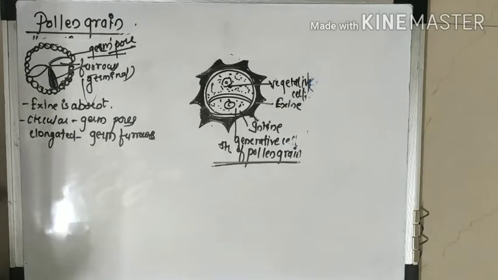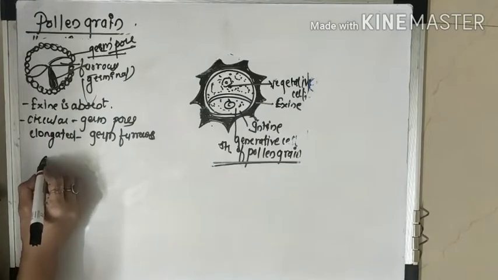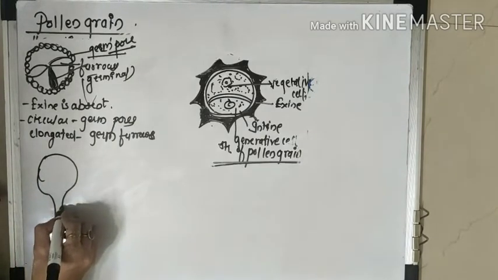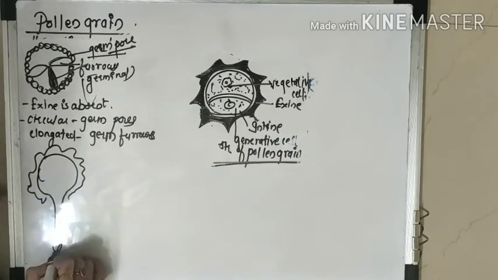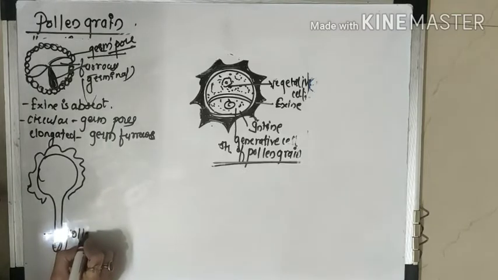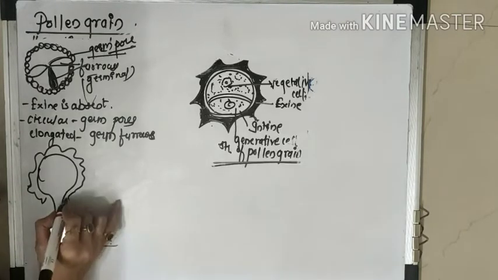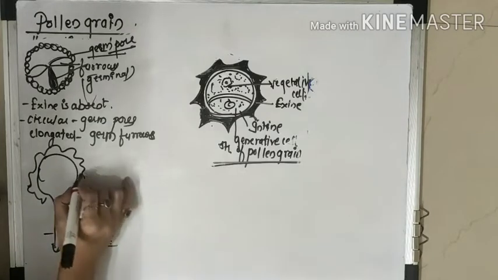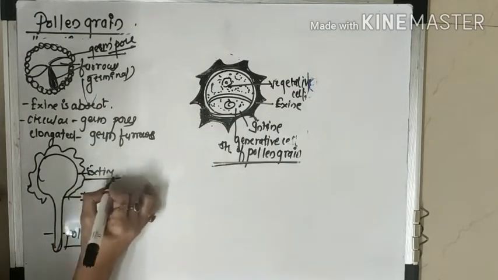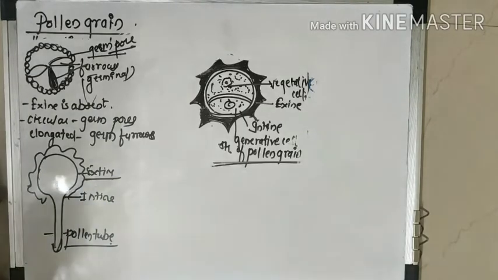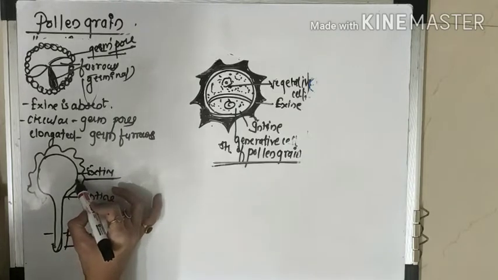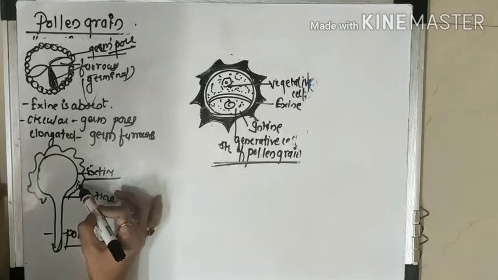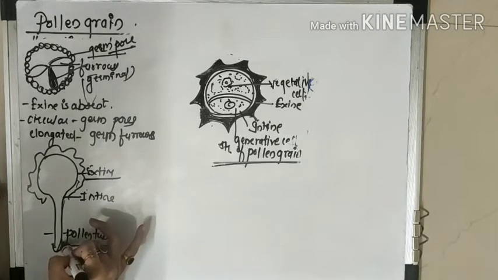Now, during pollen germination, what will happen? You already studied this diagram. This is the pollen, and the intine of this pollen grain forms a pollen tube. This is the intine, this is the exine. We already studied this in microsporogenesis. So during pollen germination, the intine extends out in the form of a pollen tube.